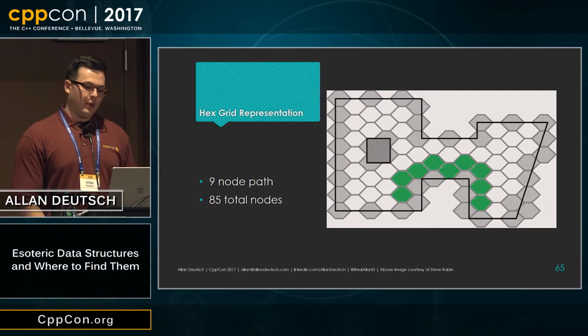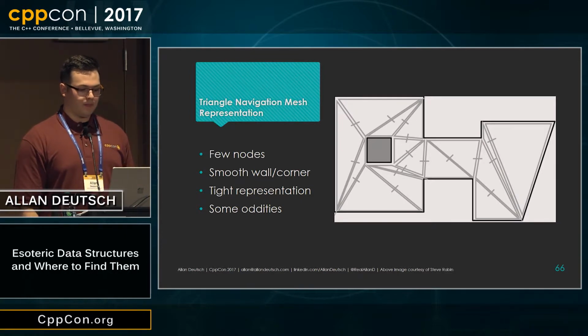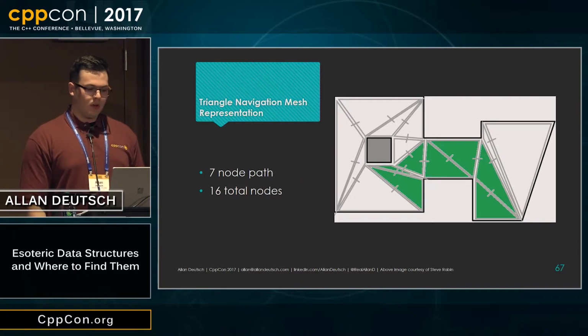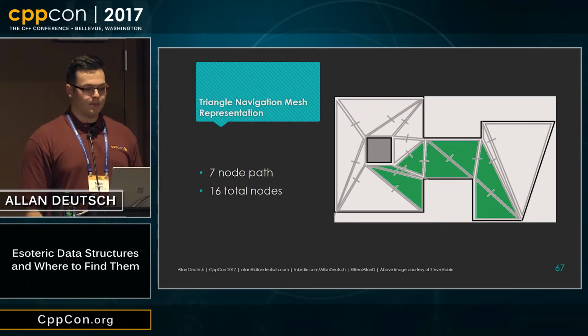So let's look at what a nav mesh can do. This is a triangle-based nav mesh, so all of the nodes in this graph are triangles. And as you can see, it uses a lot less nodes than any of the previous representations. It smoothly handles the walls and corners, and it's a pretty tight representation of the search space. But there are some oddities, like those little skewed triangles that are really thin and don't do a lot. So our path this time is 7 nodes, which is only a couple less than before, but that's also one of the worst cases for this particular map's triangle representation. And the 16 total nodes is a lot better, so in your worst case search, you're going to come out a lot further ahead than you would have otherwise.